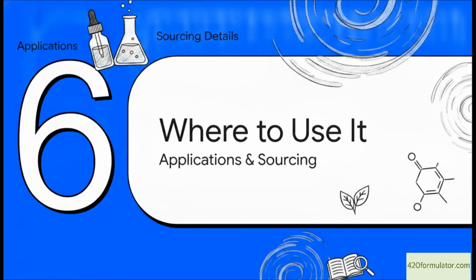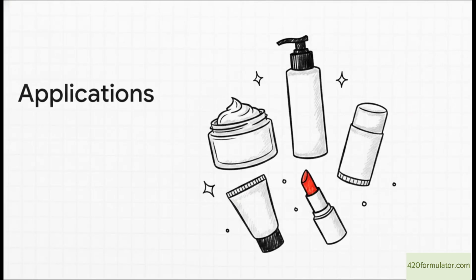And finally, Section 6. Where to use it, applications and sourcing. So what types of products actually benefit the most from this versatile structuring ingredient? The list is pretty extensive, actually. It's totally perfect for face and body creams that need a nice, luxurious cushion, and for heavy hand creams that need staying power on the skin instead of just a dry finish. It adds the exact right amount of viscosity to pump lotions so they don't just drip right through your fingers.